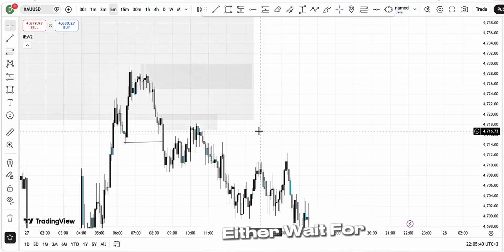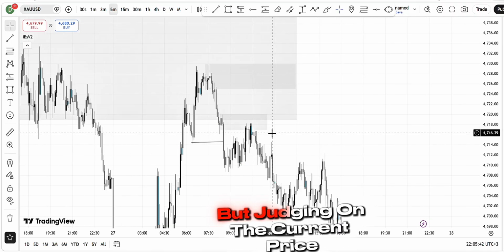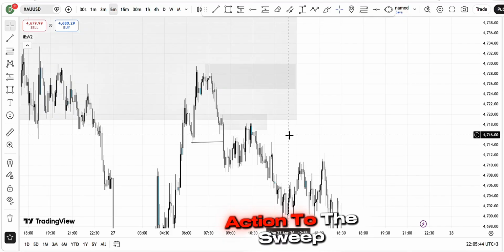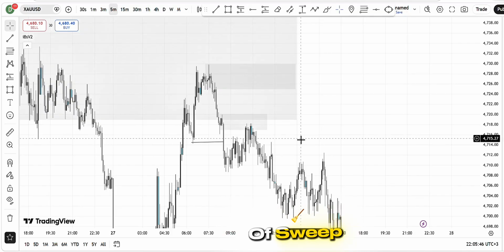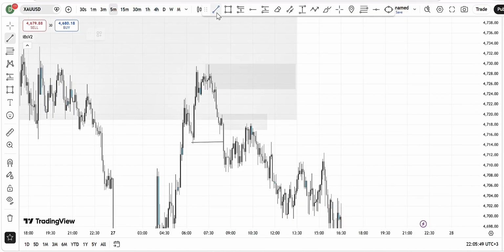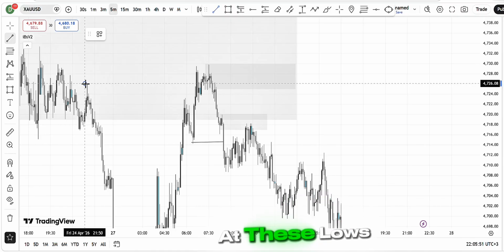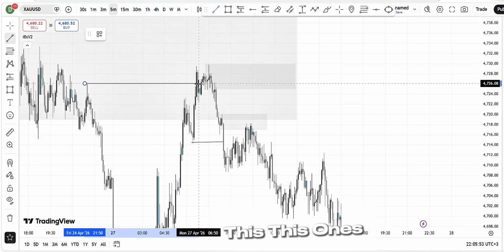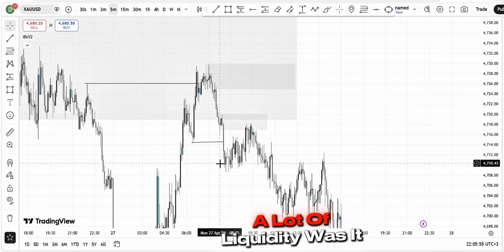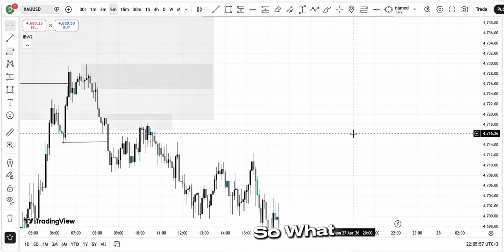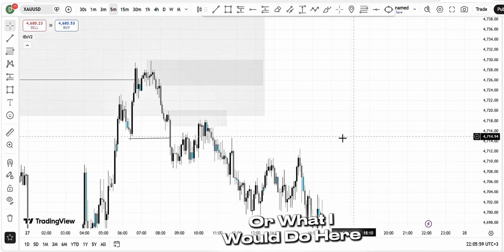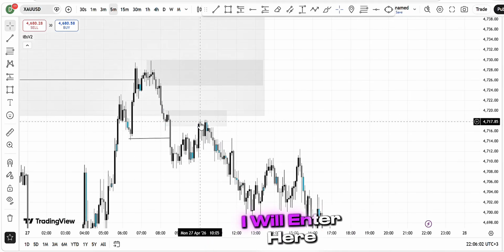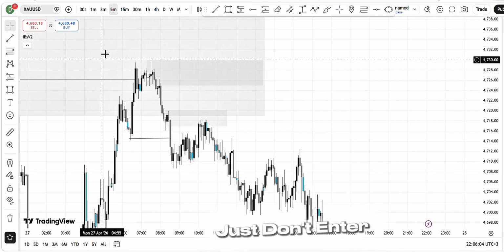I would have either waited for price to come here, but judging on the current price action, a lot of liquidity was swept at these lows. A lot of liquidity was swept. So what I would do here, I would enter here. And how would I enter here? I just don't enter anyhow.